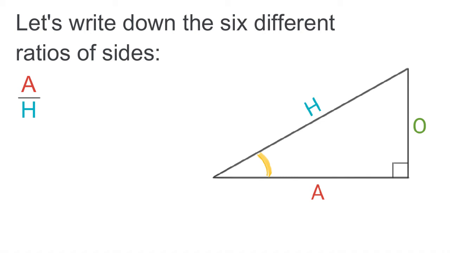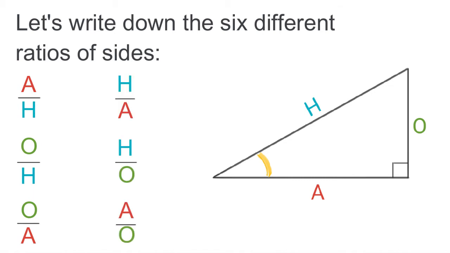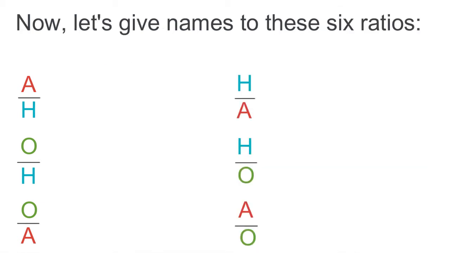We have A to H. We have an O to H. And then we have our O to A. And then we could take the reciprocal of each of these and end up with H to A, H to O, and A to O. All right, so we've got our ratios.